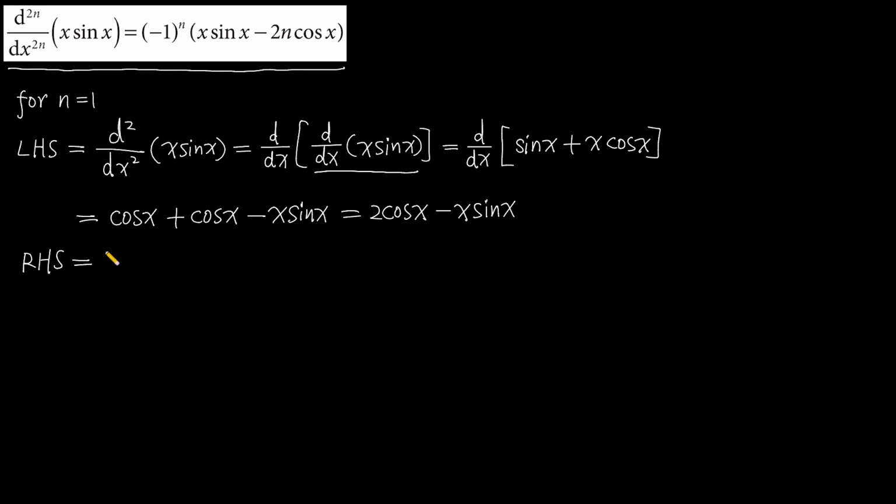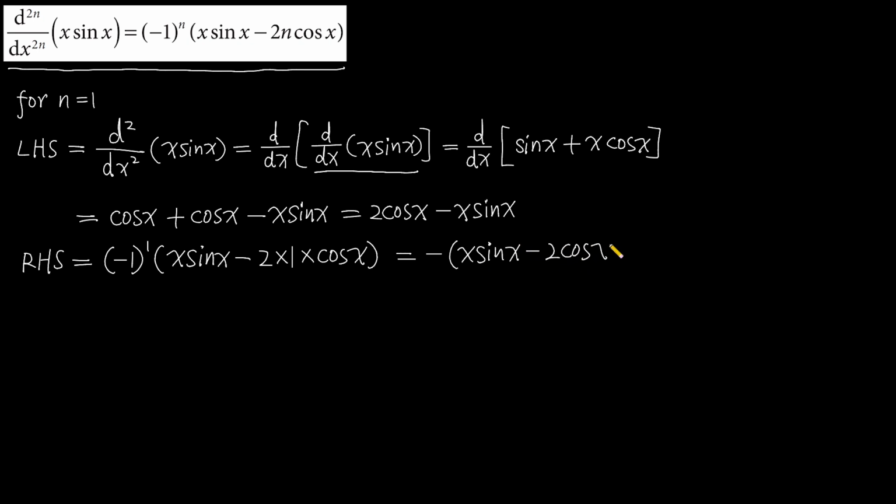For n equals 1, here is negative 1 to the power of 1 multiplied by x multiplied by sin x minus 4 multiplied by 1 multiplied by cosine x. So this equals negative 1 times x multiplied by sin x minus 4 multiplied by cosine x. And this equals 4 multiplied by cosine x minus x multiplied by sin x.